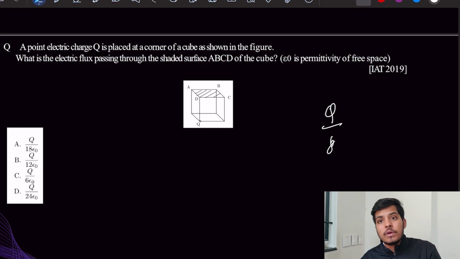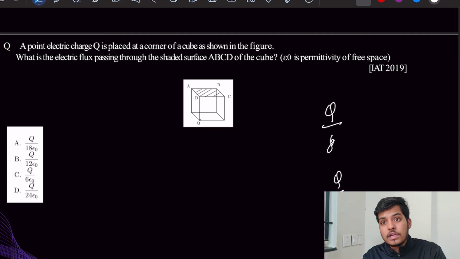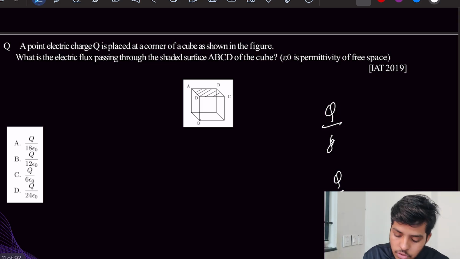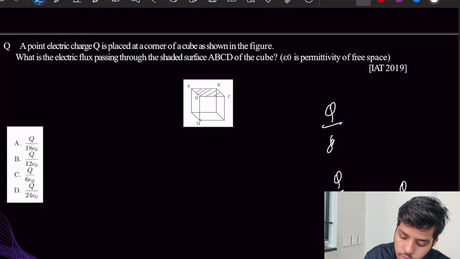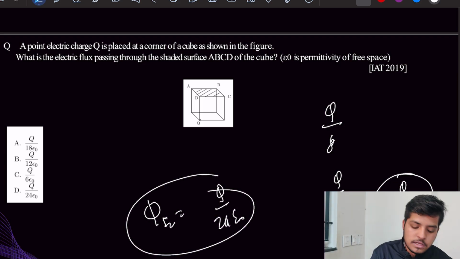Rest 3 will be equal because they are equidistant from that point charge. So Q upon 8, and then again the rest 3 will have equal flux, so divided by 3 also. So Q upon 24 epsilon naught will be your electric flux. So electric flux equals Q upon 24 epsilon naught will be your correct answer, and D option is your correct answer.